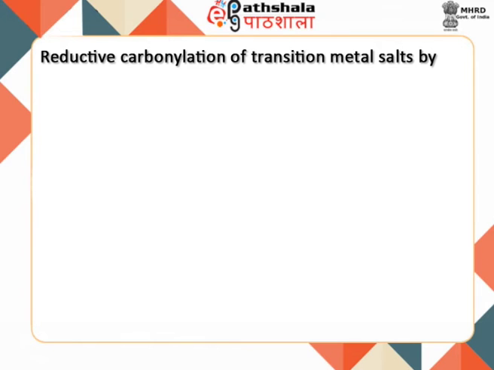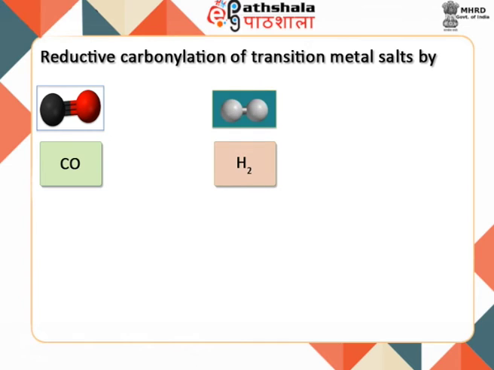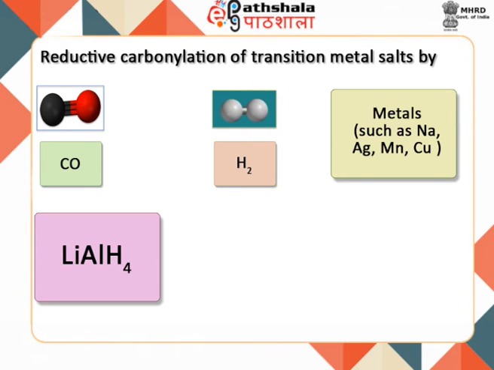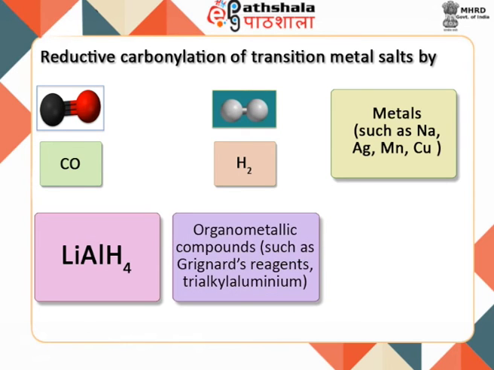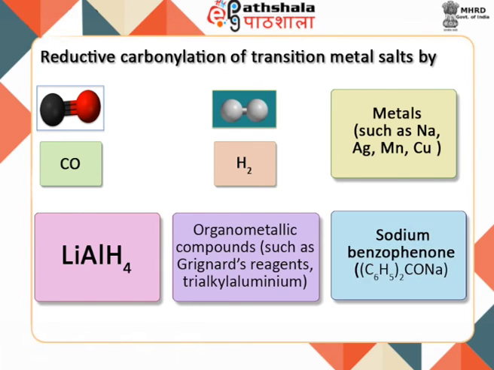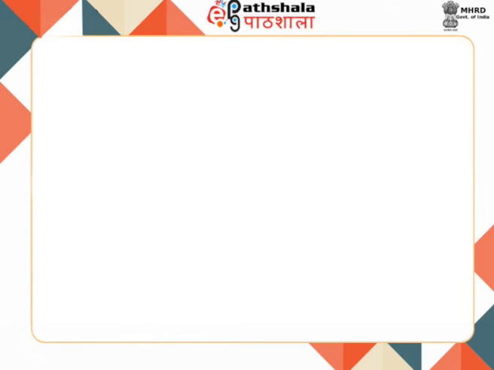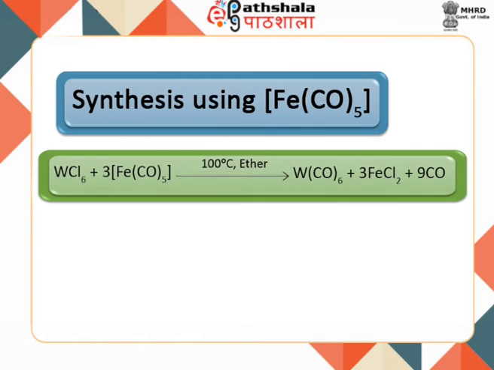Next method is reductive carbonylation of transition metal salts, in which the reduction of the transition metal is carried out, followed by the addition of the carbonyl group with the help of various reducing agents such as carbon monoxide, dihydrogen, metals such as sodium, silver, copper, etc., lithium aluminium hydride, organometallic compounds such as Grignard reagents, etc., and sodium benzophenone. Some examples of metal carbonyl reduction processes are shown.